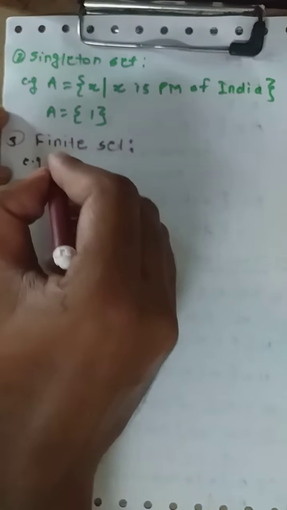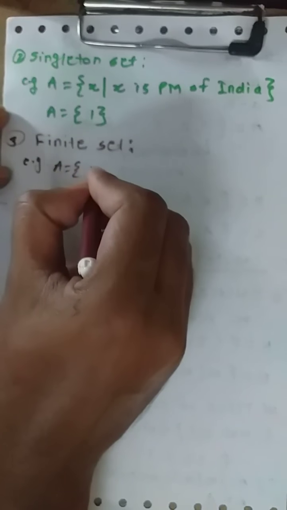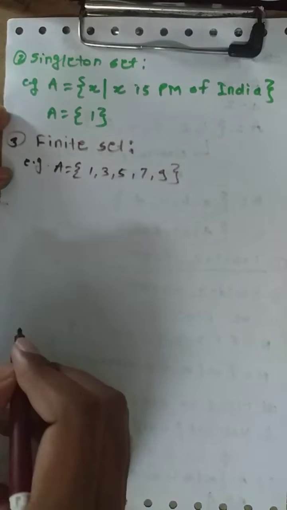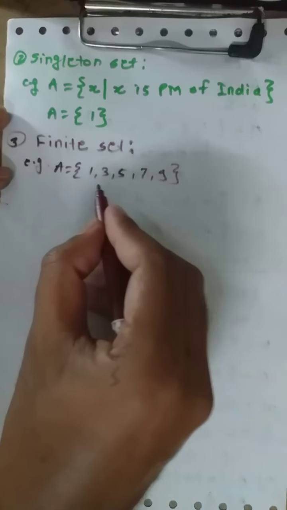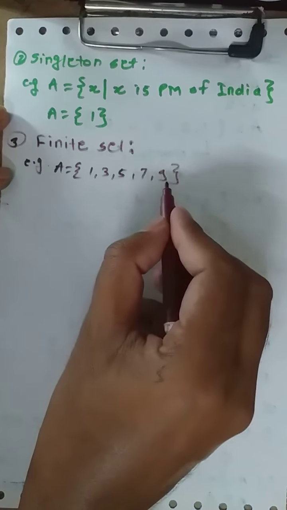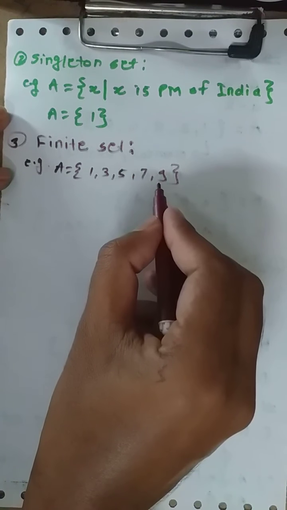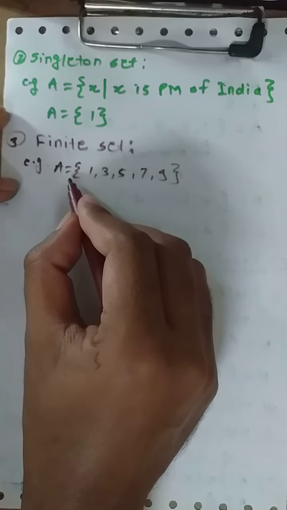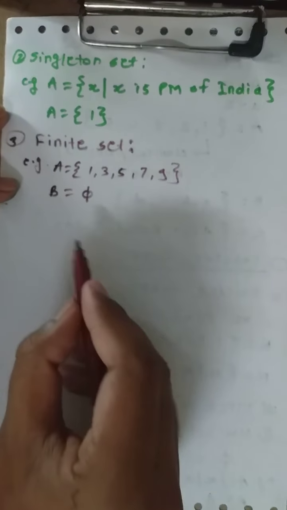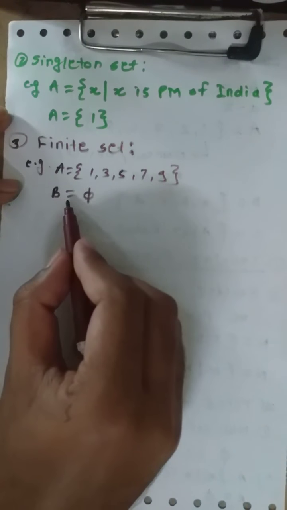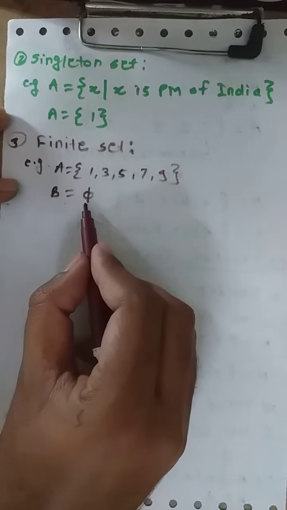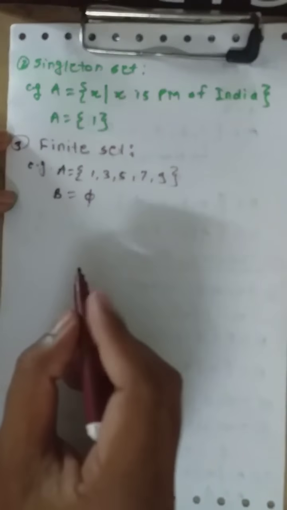For example, A = {1, 3, 5, 7, 9}. This is the set which contains odd numbers, that is 1, 3, 5, 7, 9, which contains 5 elements, so it is countable. So we can say that this is a finite set. Or consider another set B = {}, then this is also a finite set because B is the set which contains 0 elements. So we can say that this is a finite set.